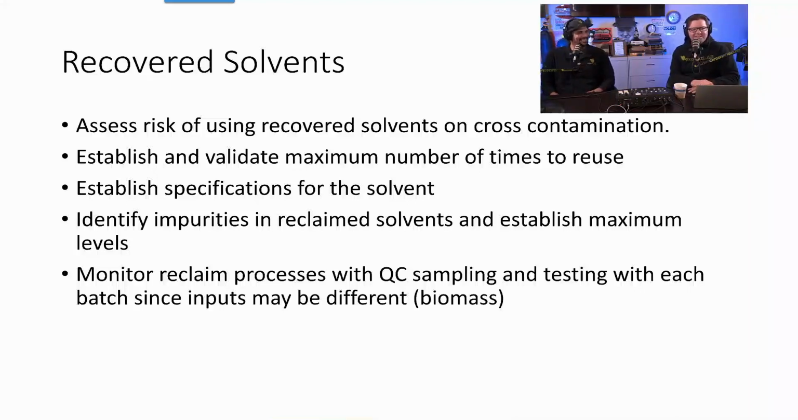Monitor reclaim processes with QC sampling. That means sampling and testing with each batch since the inputs may be different. Okay, so let's go through this again. Let's recap. Assess risk of recovered solvents on cross-contamination. Establish and validate a maximum number of times to reuse. Establish specifications for the solvent. In other words, you have to say, here's the solvent and there's the specifications for purity on the solvent.